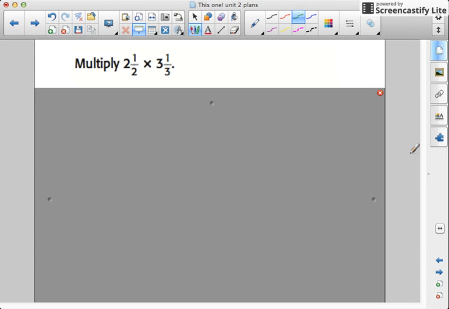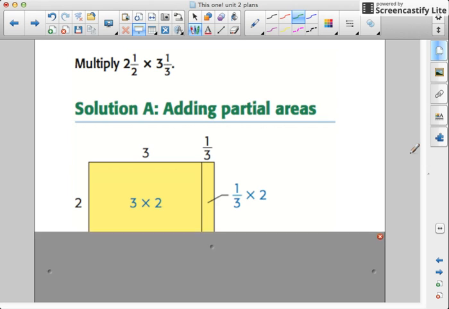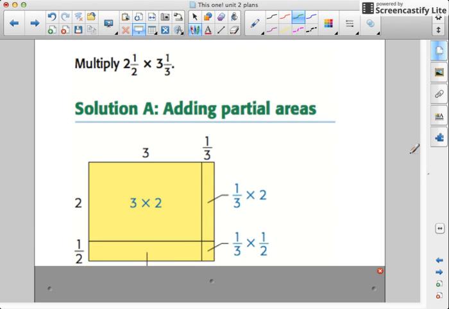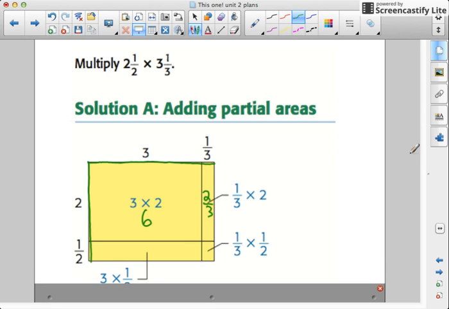So showing you one more example of that here. So you'd have your 2.5 down this side, your 3 1/3 on this side, and the inside area is going to be what the answer to the multiplication question is. So 3 times 2 is 6. 2 times 1/3, so this would be 2/3. Okay, the bottom here is 3 times 1/2, which is 3/2. And this little corner here is 1/3 times 1/2, which is 1/6.